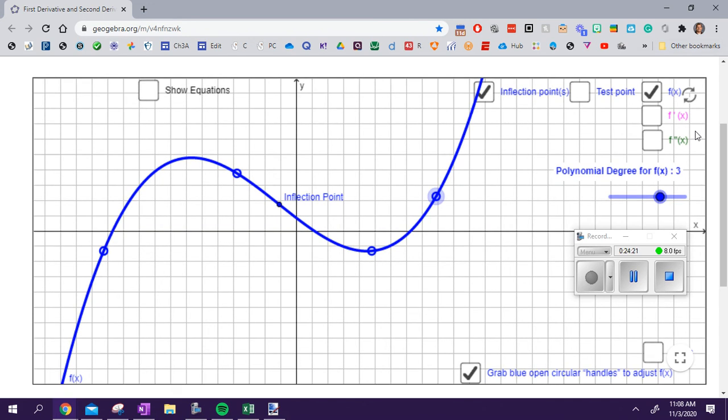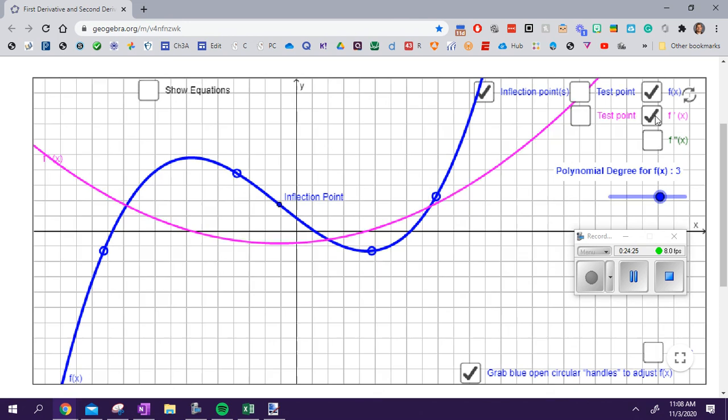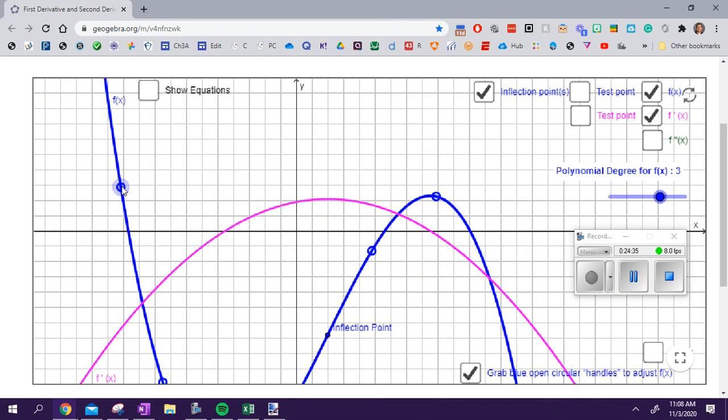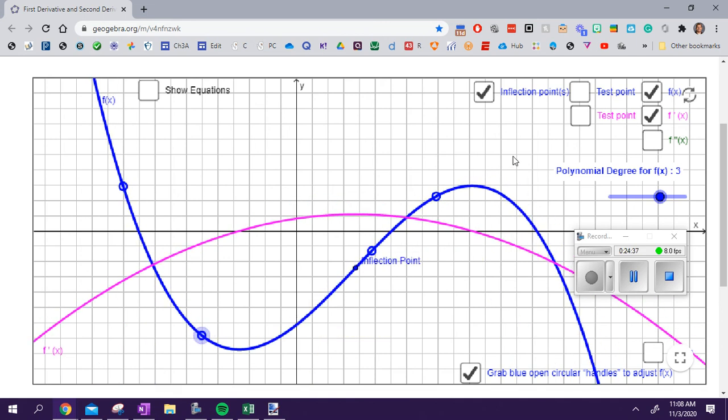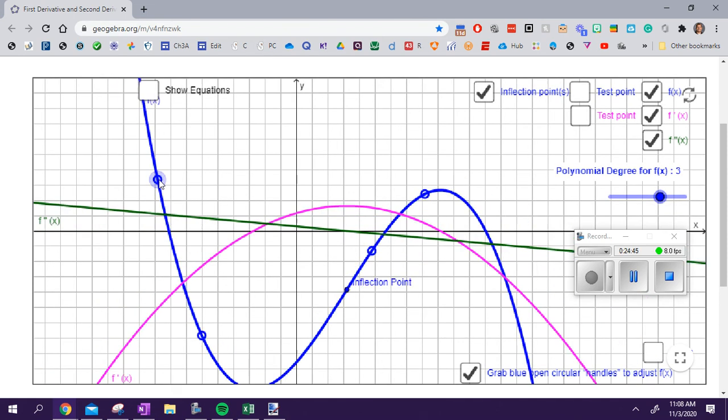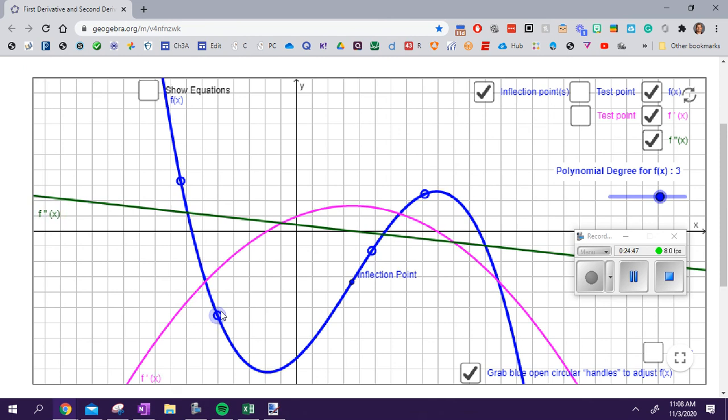Then the cool thing about this program is you've got F prime and F double prime. Over here I can turn on F prime. And based on whatever graph I made, it's going to show you what F prime looks like. If I move this around, you can see that F prime changes. Once you've looked at that for a second, you could turn on F double prime. Know that F double prime is kind of boring. It's going to be a straight line for this graph, and it doesn't even look like it has much bend to it.